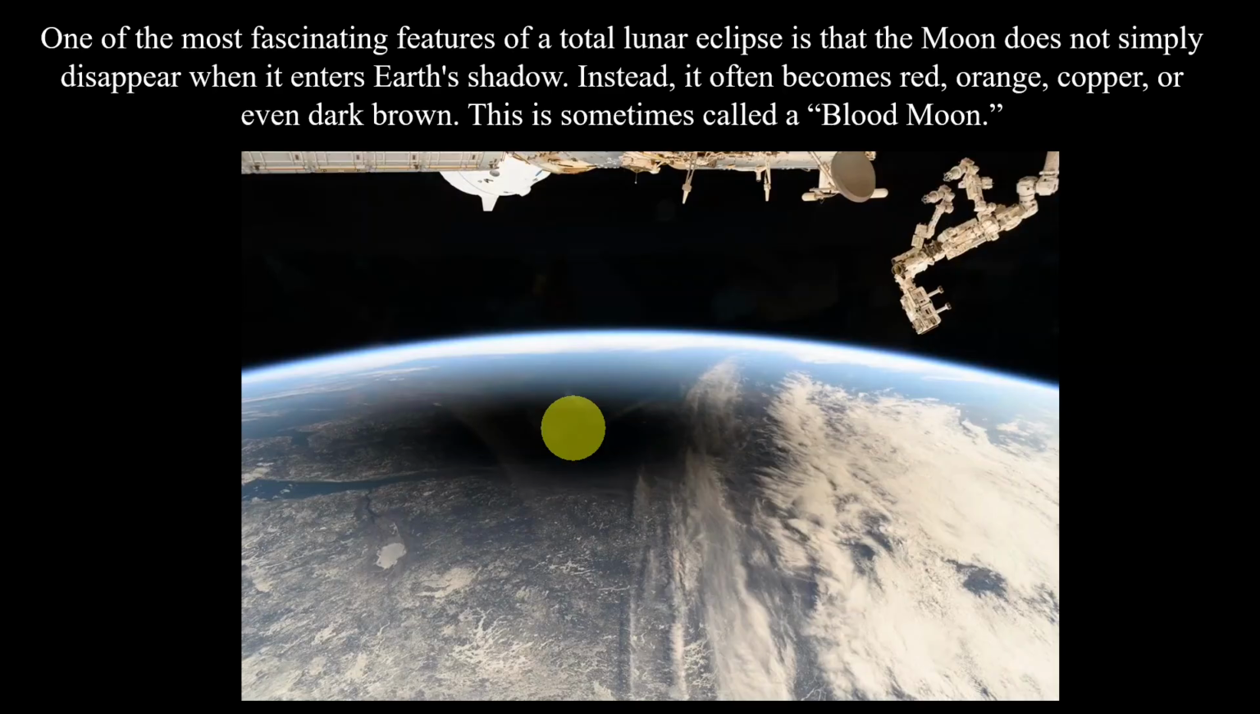So the moon does not disappear when it enters Earth's shadow. Instead, it often becomes red, orange, copper color, or even a dark brown. This is sometimes called the blood moon. It looks like blood, which is weird even to some people in this modern time, despite the science, despite the awareness. So why not dark? Why does the moon not disappear?